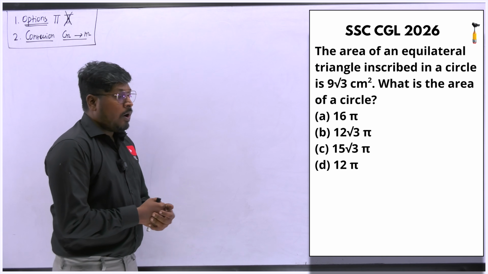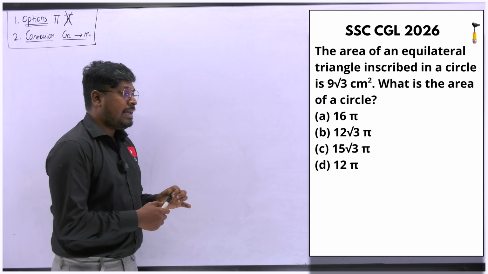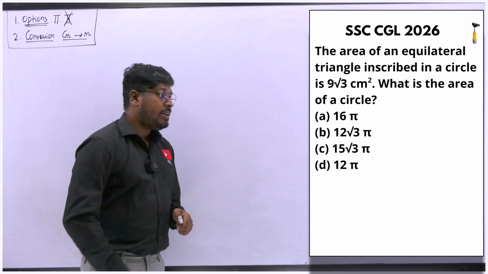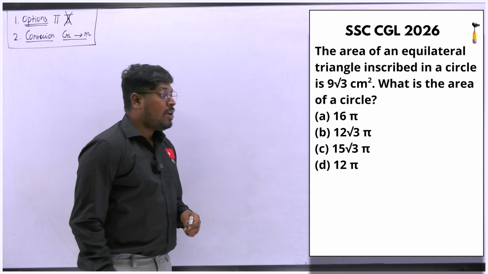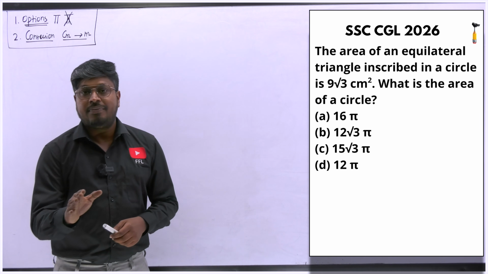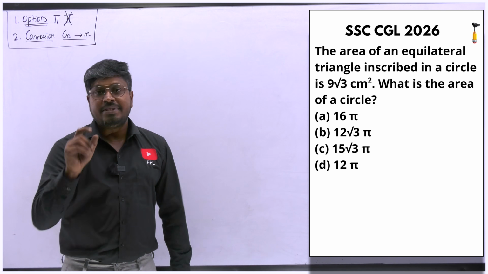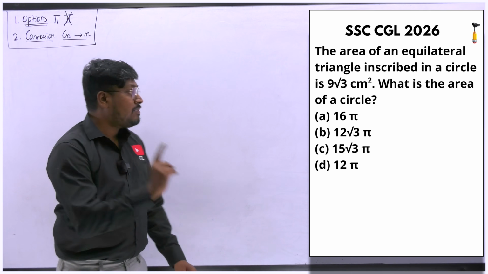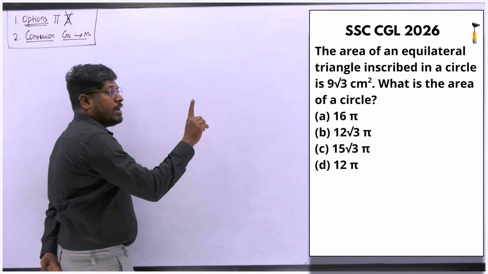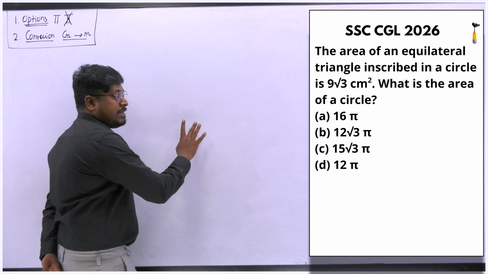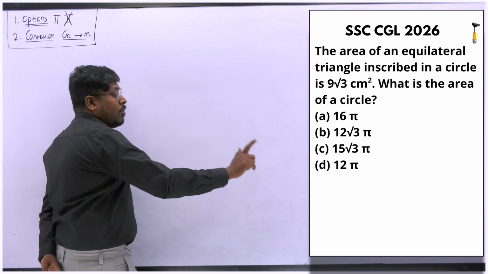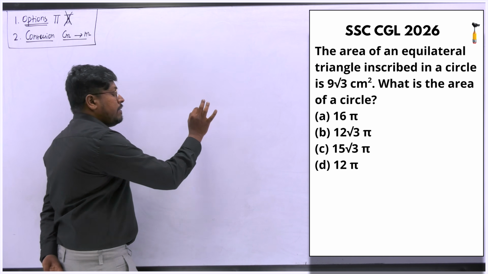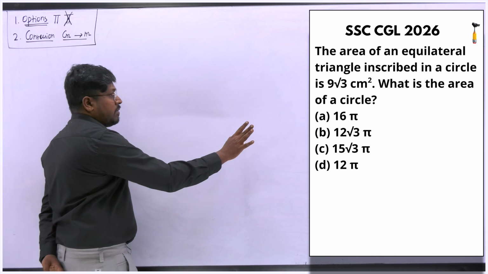Question number 14. The area of an equilateral triangle inscribed in a circle is 9 root 3 centimeters square. What is the area of the circle? So our target is to find what is the area of the circle. See, very important question, because just now I have told you we have solved one question that is based on an equilateral triangle. Area of the circle is nothing but pi r square. If we know the value of r, solving the question is easy.